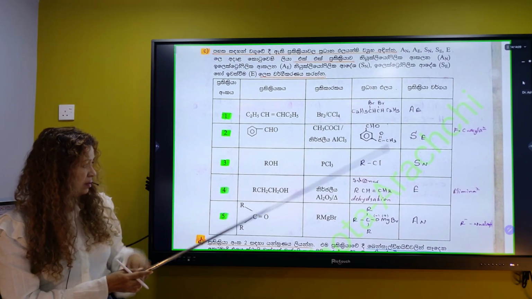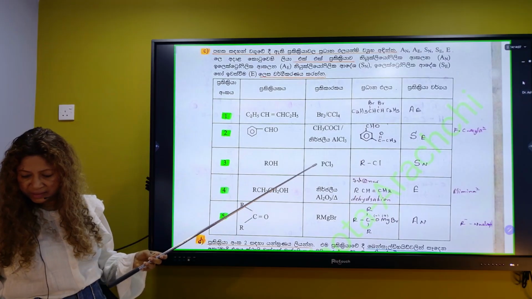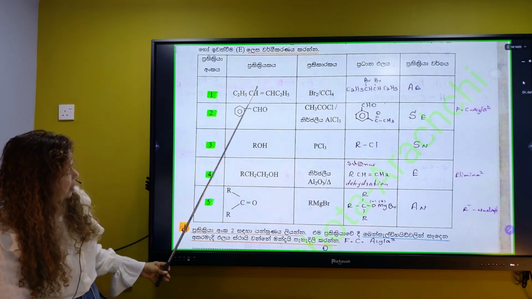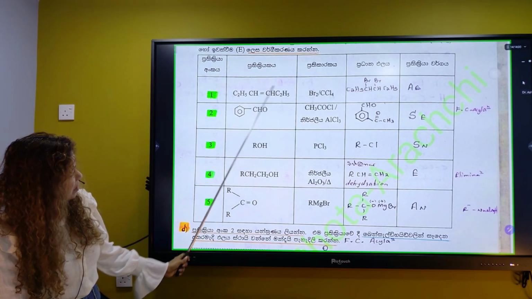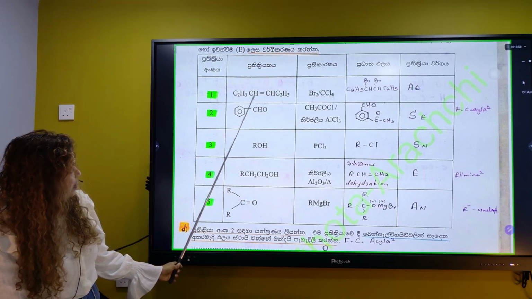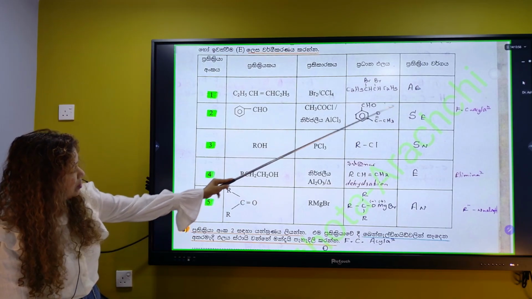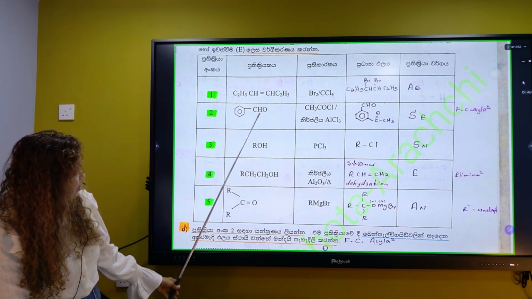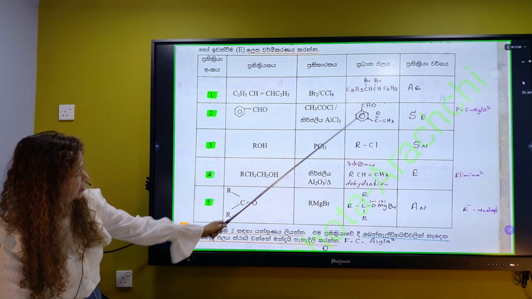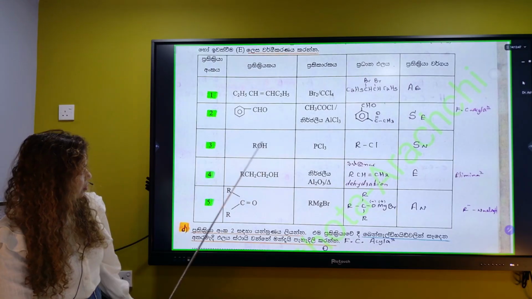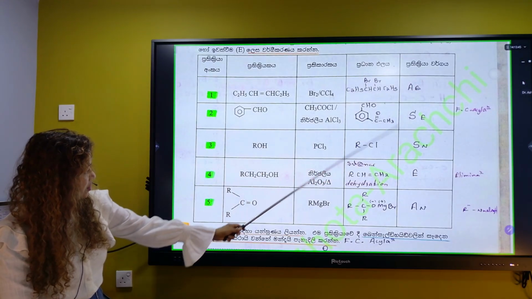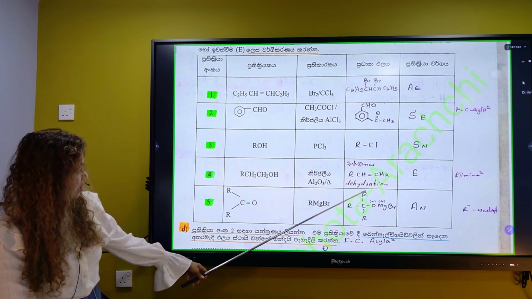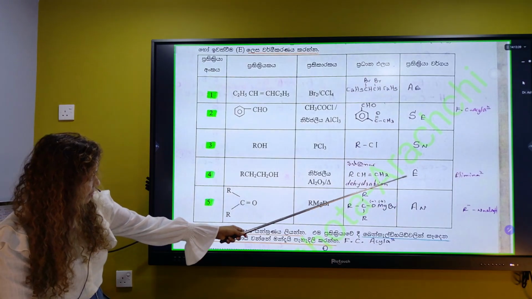I'll show by pointing at the screen because it takes time to draw it. Okay, double bond, bromine breaks the double bond. One bromine becomes electrophile, so electrophilic addition. Joining this meta-director, Friedel-Crafts acylation, electrophilic substitution, OH to Cl, nucleophilic substitution, any dehydration, this is dehydration, and it's elimination.